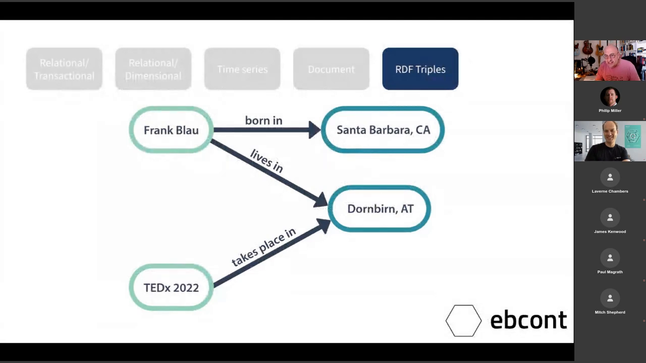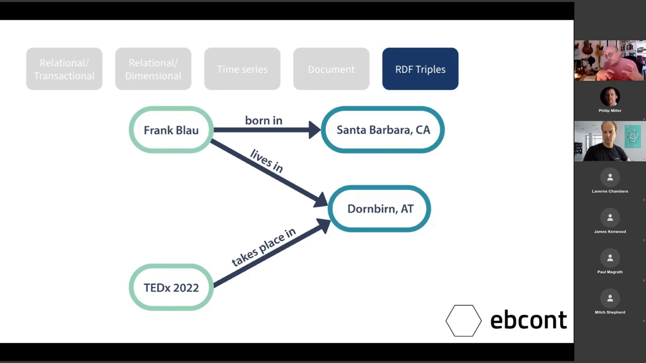This is one that I love because this is the story of literature. This is the story of words. This is what we call a semantic story. So we have Frank Blau, me, was born in California. You have a subject, a predicate, and an object. And what's really interesting is as you start telling this story and storing the data in this way, Frank Blau was born in California. Frank Blau lives in Dornbirn, Austria. TEDx 2022 takes place in Dornbirn, Austria.